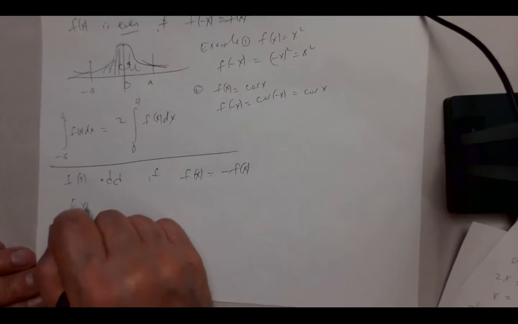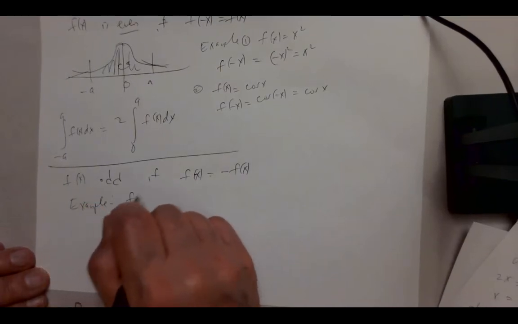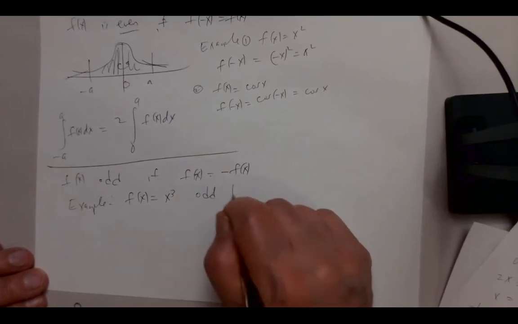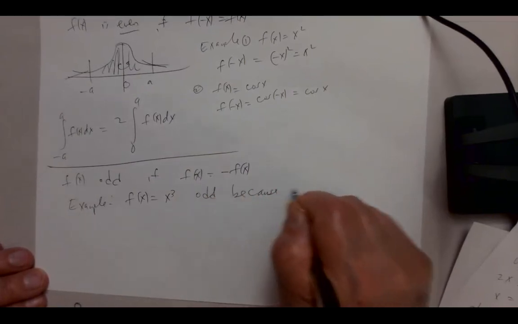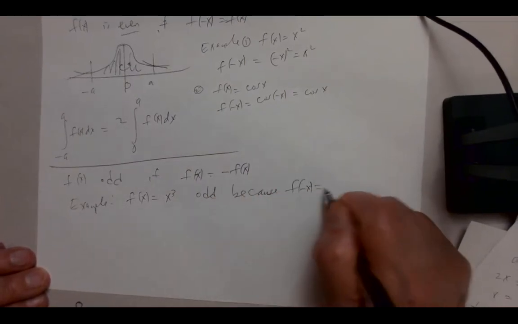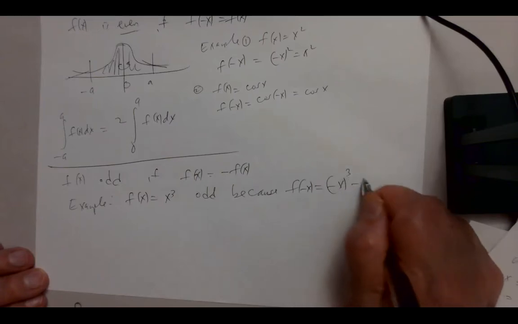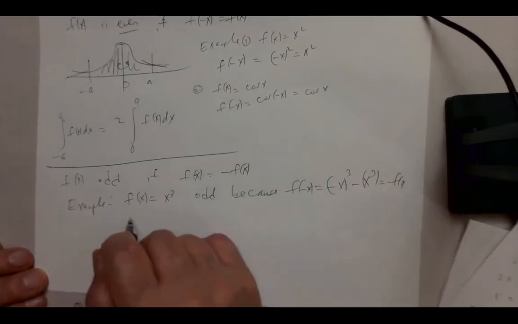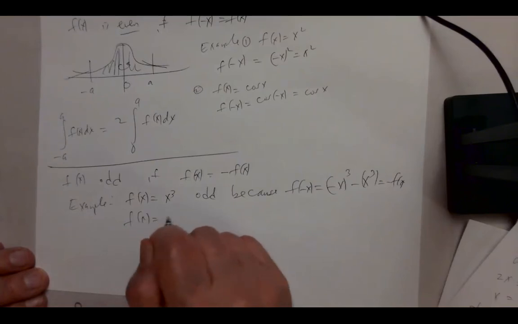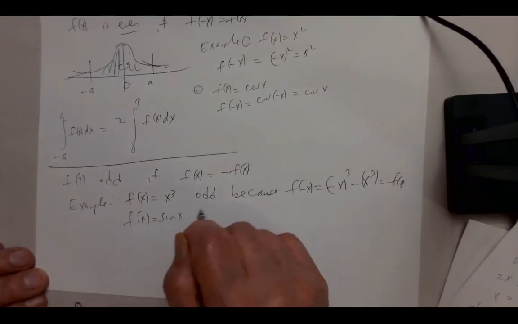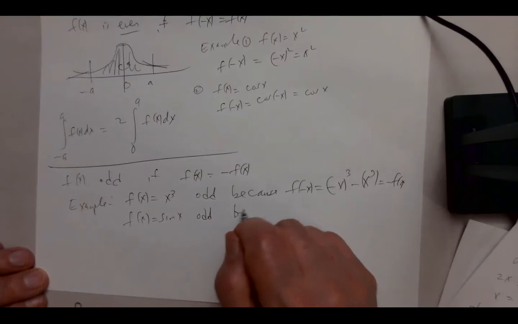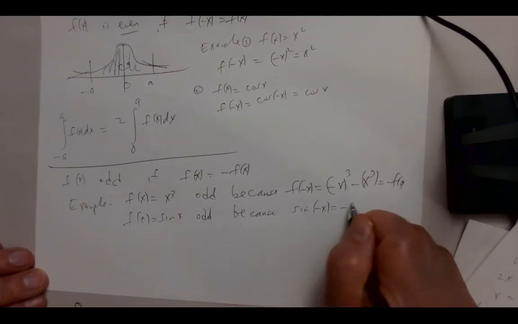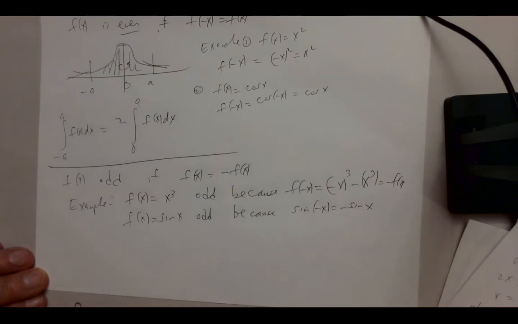So for example, f of x equals x cubed is odd, because f of minus x is minus x cubed, that's minus f of x. Or f of x equal to the sine of x is odd, because the sine of minus x is minus the sine of x. And it's easy to see.